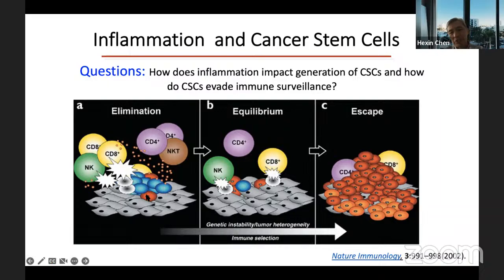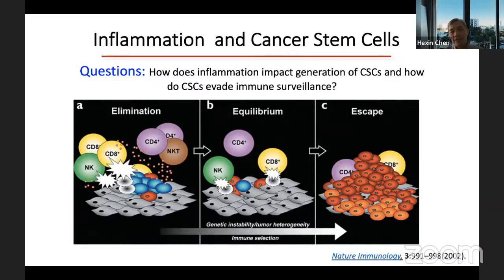But when more mutations or epigenetic changes occur in these cells, some cells may become more resistant. The immune cells can inhibit some cells, but some cells may survive a little better. So the immune system and the tumor growth reach a kind of equilibrium, and this equilibrium can last a long time. And eventually, the tumor cells will escape from this immune surveillance and then grow.